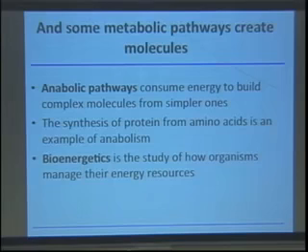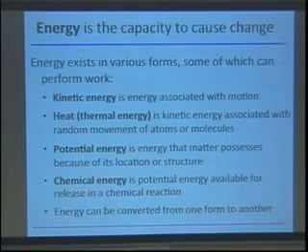So whenever we think about metabolism, we actually have to think a little bit about energy, what it is, how we define it, and in particular in biology, the types of energy that come into play in the cell or in metabolic pathways. A very basic definition of energy is simply the capacity to cause change in matter, right? It's the capacity to cause change in matter. So it exists in different kinds of forms that can perform work. We can talk about kinetic energy, which is associated with motion. Heat energy, which is a type of kinetic energy that's associated with random movement of atoms or molecules.